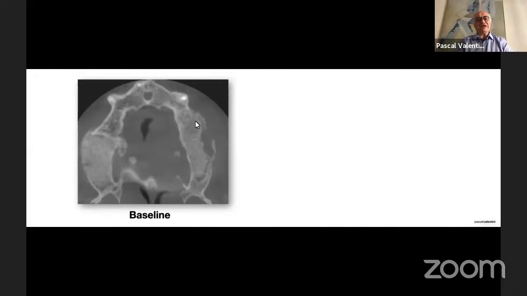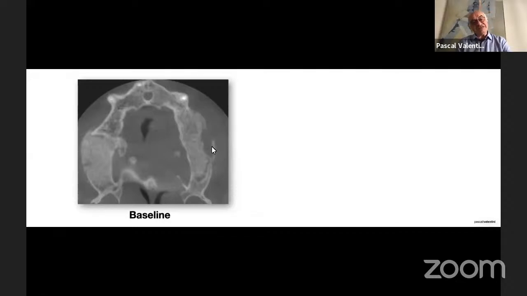10 days after the surgery, this patient came back to us with a pain on the left side and an edema. Every time we have a complication, the first thing we ask the patient to do is a CBCT in order to identify the complication and choose the right strategy to manage it.